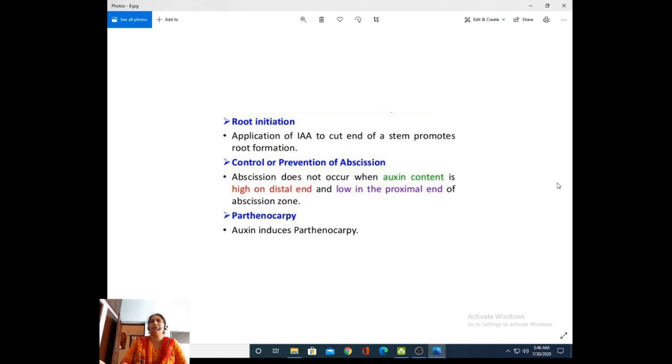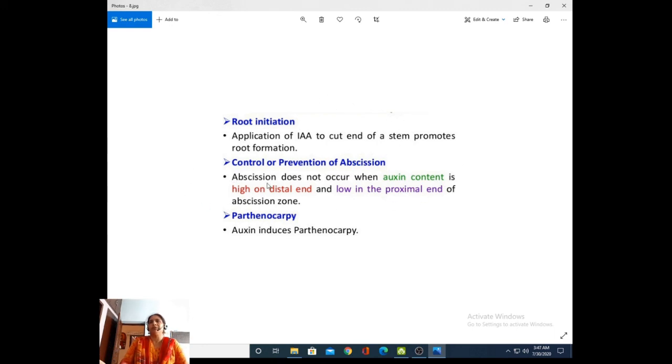Next function is root initiation. Application of indole acetic acid to the cut end of a stem promotes root formation. Root initiation can be started by using auxins in plant tissue culture also.